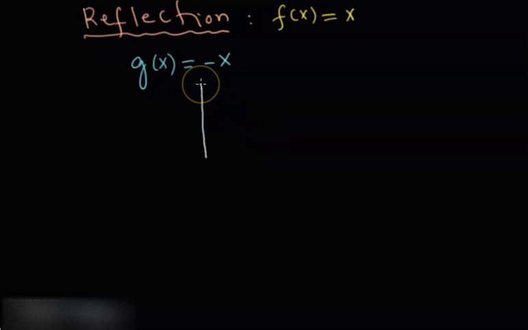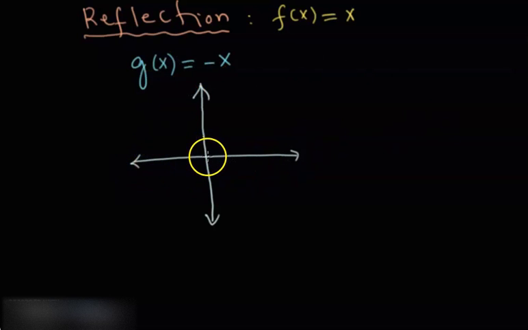Reflection on a linear function means this is the parent function, the linear function, and this graph, g of x equal to minus x, is the reflection of this function. Of course you can say it about the x-axis or y-axis, it doesn't even matter. Like previously, the left and right shifts were the same as the up and down. So in this case x and y reflections are the same.